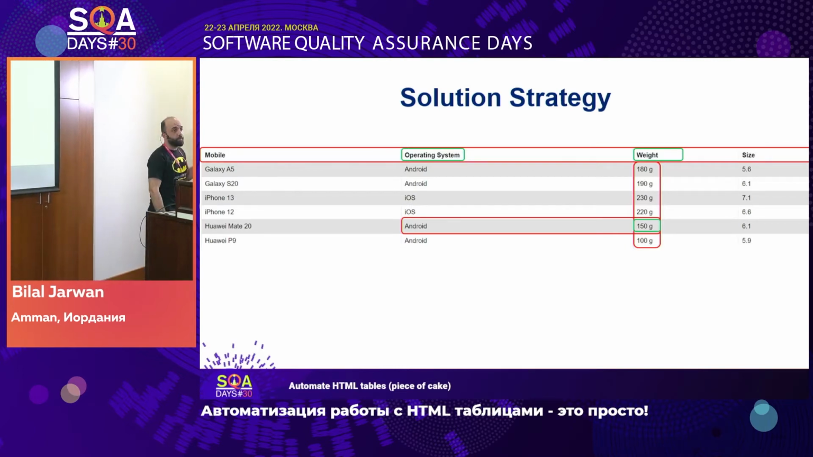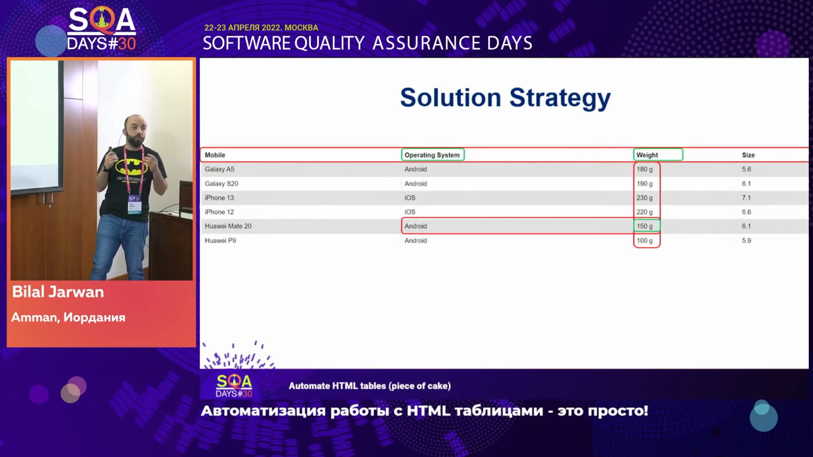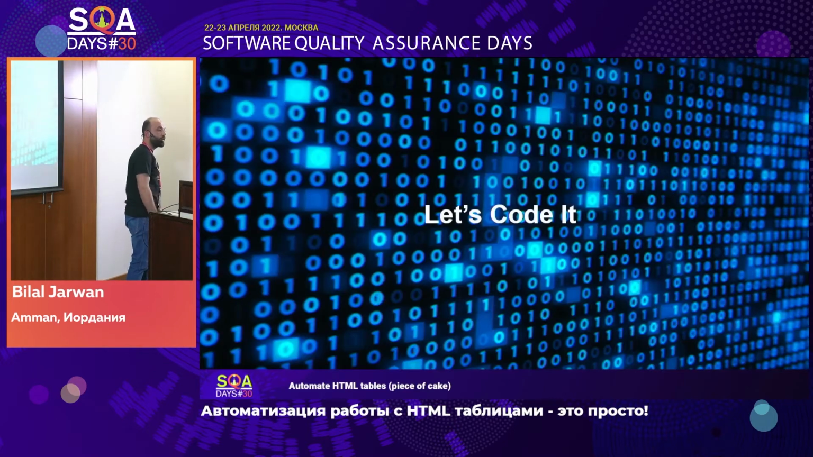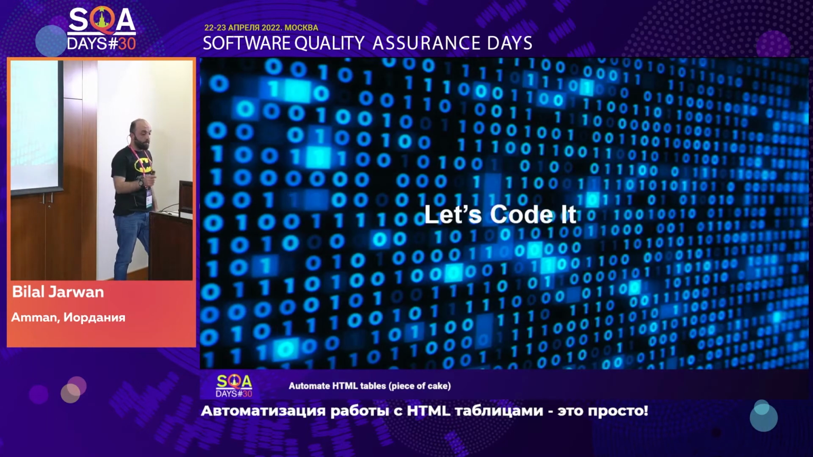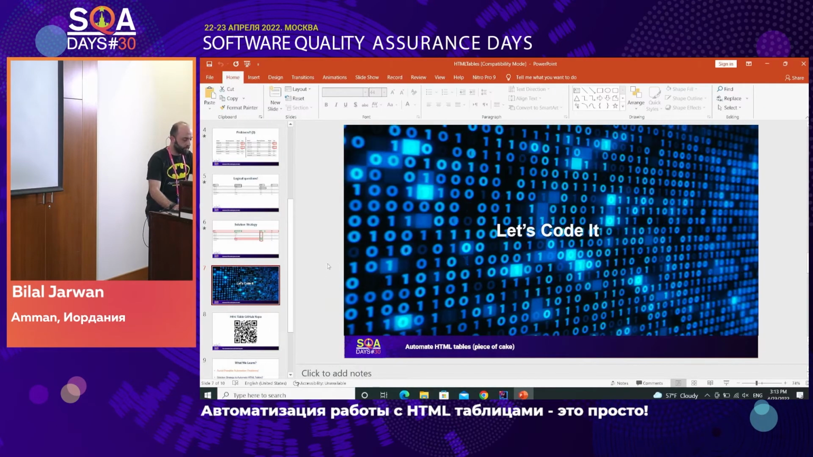Now, after we have talked about what tables are, what problems you have when you automate the HTML tables, and you have set some logical questions and a solution strategy, we can say let's code it. Before that, let me show you some of the examples that we have.